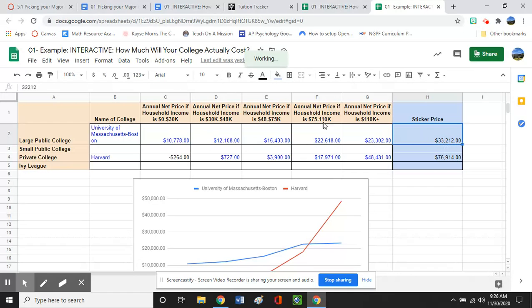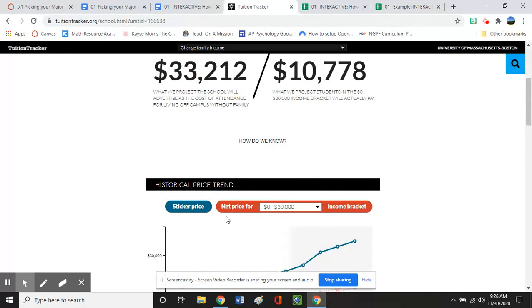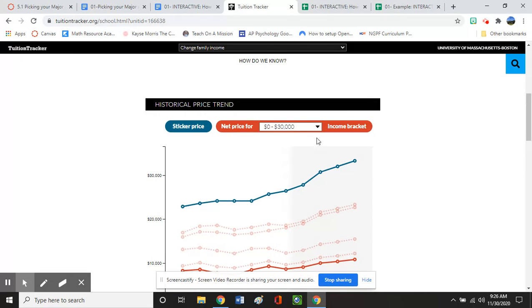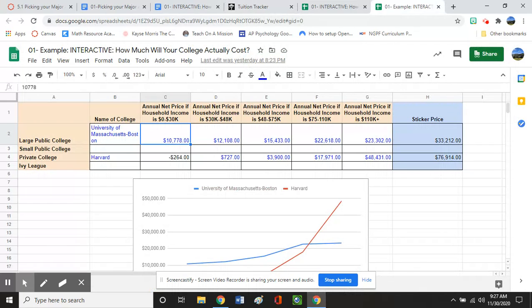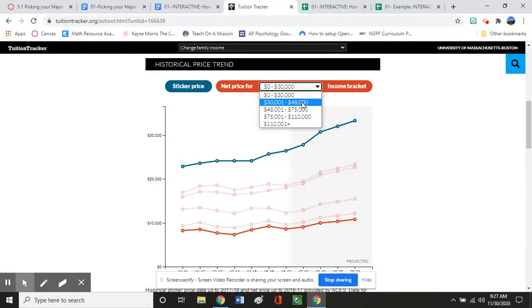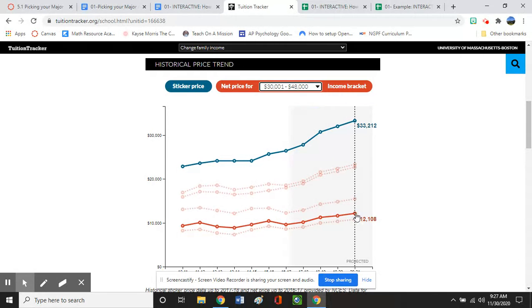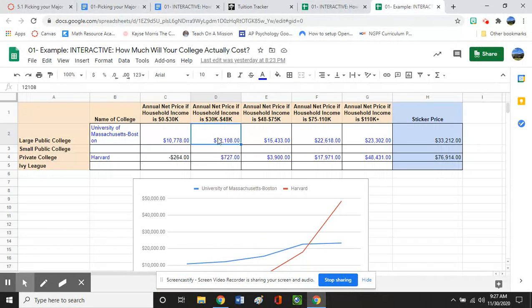But how in the world did I get all of these values here? Well, this is from 0 to 30,000, so on my tuition tracker, you're going to go down here. Your net price right here, 0 to 30,000, is already on there. So I put in $10,778. That was my value right here. Now I have to figure out from 30,000 to 48,000. So all I do is change it right here, and then I see what my new red value, that net price, is, which is $12,108. Type that in here.